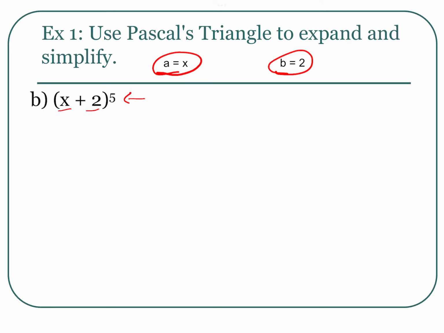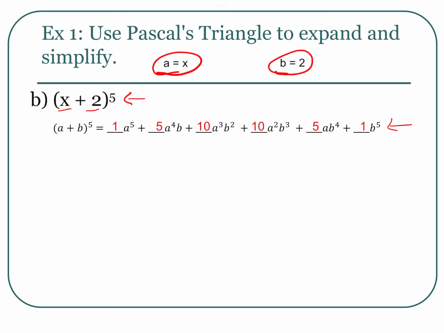Find your fifth row to figure out what our coefficients and variables are. If we look at our fifth row, it looks like this. Notice the coefficients in red right here, with the 1, 5, 10, 10, 5, and 1, are the coefficients from Pascal's triangle. This again has the a's and b's in it, so now I need to substitute in what my a is, which is x, and my b is 2. Everywhere there's an a, I'm going to put an x. Everywhere there's a b, I'm going to put a 2, so that's what I have next. Might need to pause to fill in.